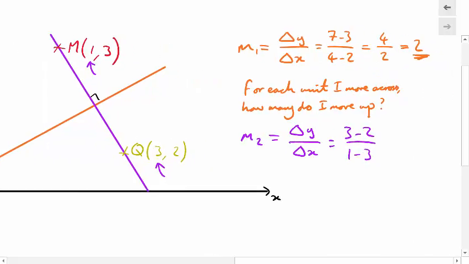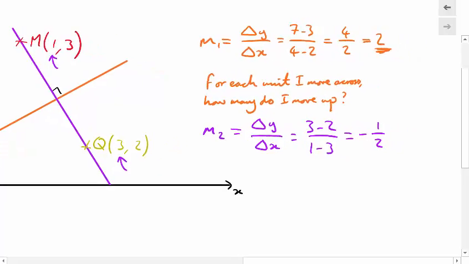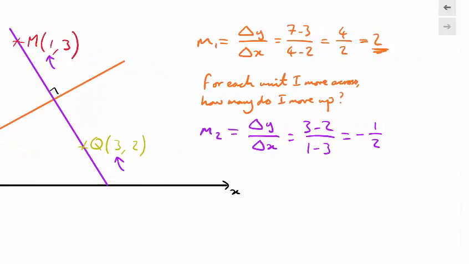So 3 minus 2 over 1 minus 3. 3 minus 2 is 1. 1 minus 3, that's negative 2, right? So I'm just going to stick the negative out the front actually. So it's negative 1 over 2, so it's negative a half. Now look what happens if I multiply these two things together.